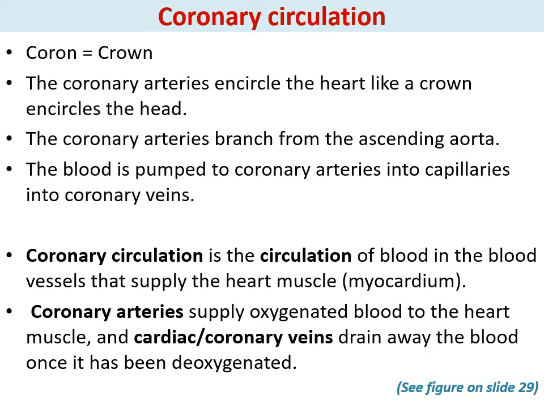The coronary arteries branch from the ascending aorta. The blood is pumped through the coronary arteries into the capillaries and into the coronary veins. Coronary circulation is the circulation of blood in the blood vessels that supply the heart muscle, that is the myocardium. Coronary arteries supply oxygenated blood to the heart muscle, and cardiac coronary veins drain away the blood once it has been deoxygenated.